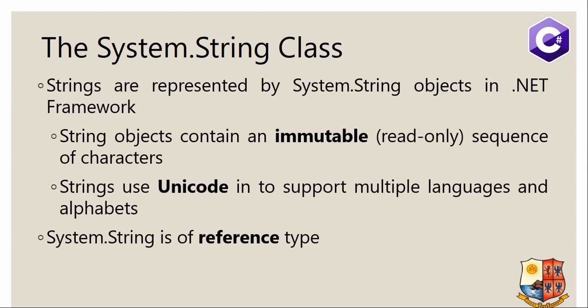They are of reference type. They are not value type like an int or a float or a boolean, but they are reference type, which means they are stored on the heap. And also when you copy them, the actual value is not copied, rather it is just copying the reference to that particular string object, as we discussed.